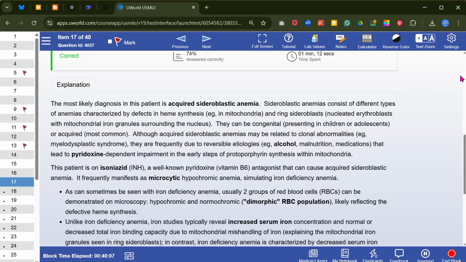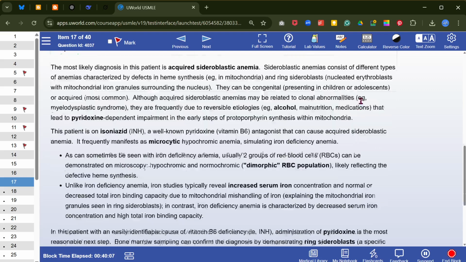It frequently manifests as microcytic hypochromic anemia, simulating iron deficiency anemia. Usually, two groups of RBC can be demonstrated on microscopy: hypochromic and normochromic, a dimorphic RBC population, likely reflecting the defective heme synthesis.